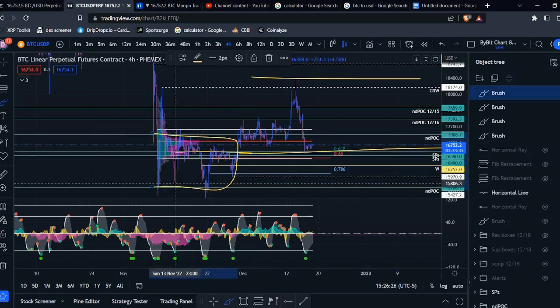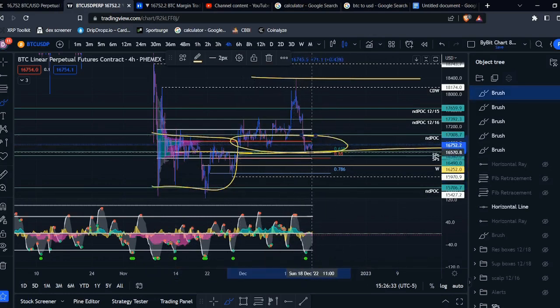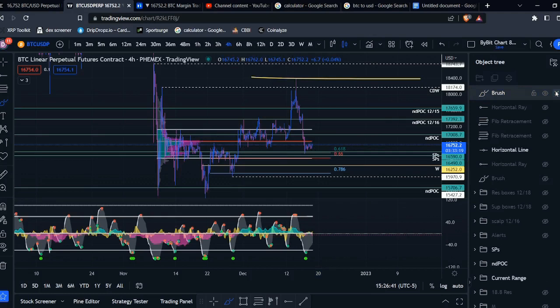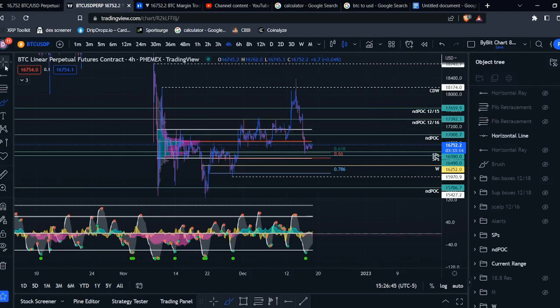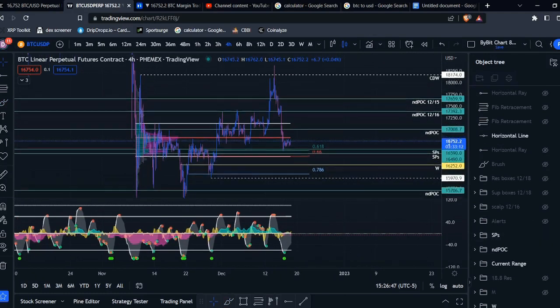You could say this range right here is defined by these lows and these highs, and now we're sort of finding support in this area. But if we start to lose this low that we just put in, then maybe I wouldn't be considering that anymore. But now let's talk about some of the levels that I'm watching.